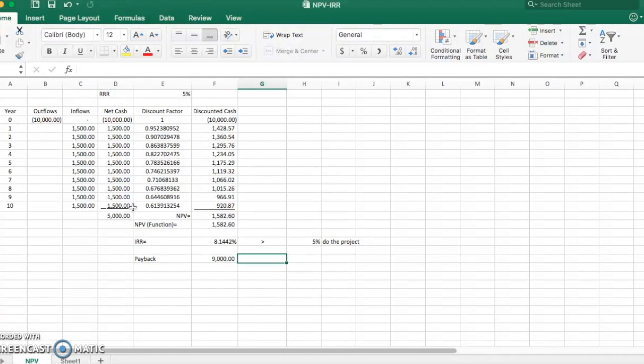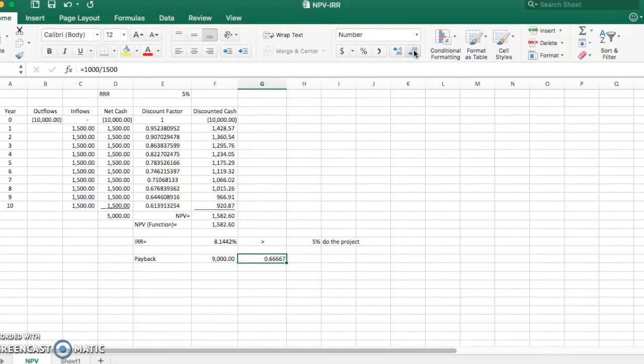Then in year 7, remind yourself here, of course, you need to get paid back 10,000, and you already have 9,000, which means you need $1,000 paid back in year 7. Year 7, you get 1,500. So if you do 1,000 divided by 1,500, you get 0.67, so 2/3 of the year.